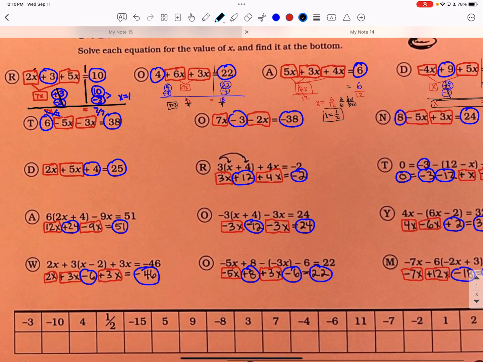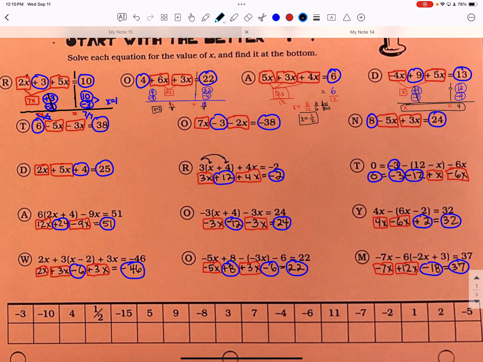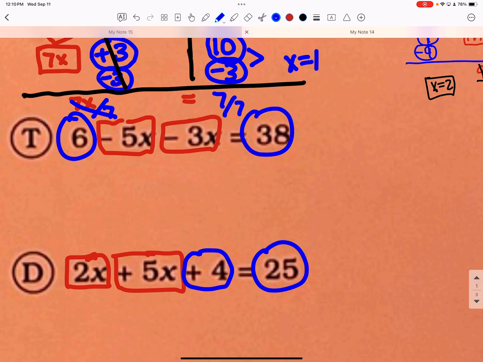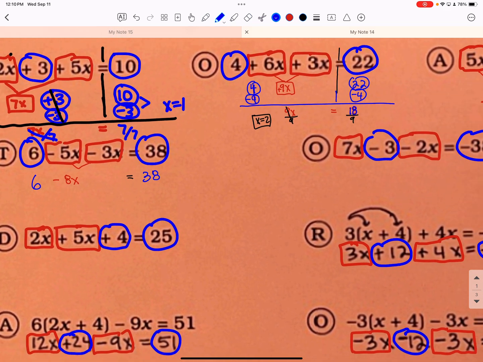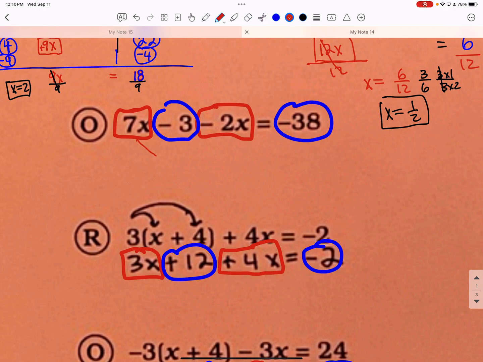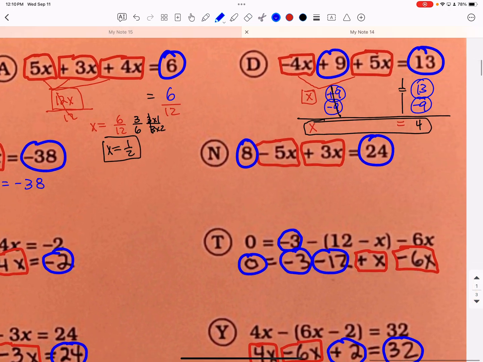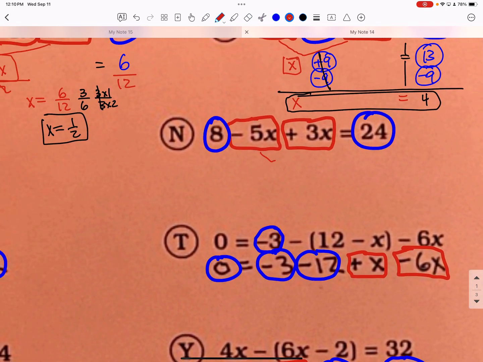All right, for these, I'm going to go through and see if I can get you to the next step and see if you can do these yourselves. All right, let's see. Once you get to 6 minus 8x, right? Combine these, equal 38. Okay, this one, 7x's and 2x's is 5x's minus 3 equals negative 38. Okay, this one, negative 5 and positive 3, they're on the same side, negative 2x's. So now the equation is 8 minus 2x's equals 24.